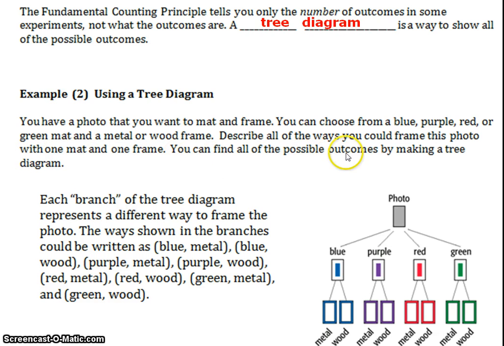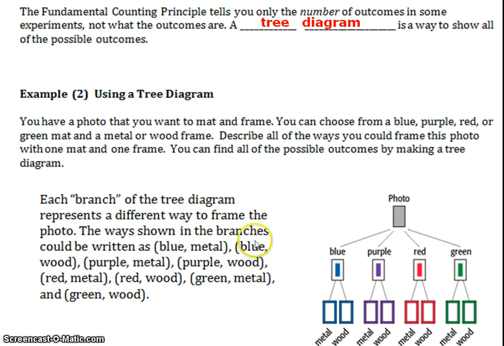You can find all the possible outcomes by making a tree diagram. Each branch of the tree diagram represents a different way to frame the photo. We start off with the photo. We could have a blue mat, and with that blue mat we could have metal or wood. We could choose a purple mat instead, and the choices for the frame would be metal or wood. A red mat, the frame would be metal and wood. A green mat, metal and wood.